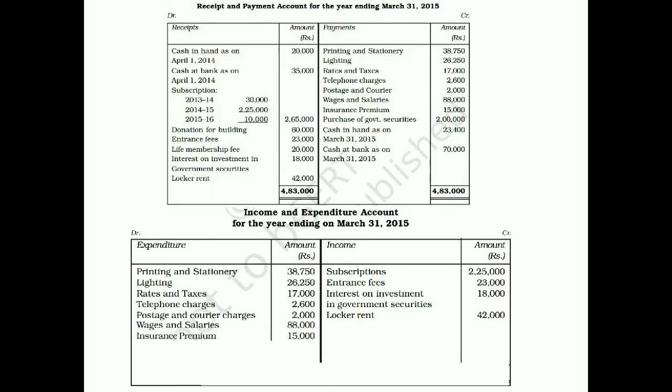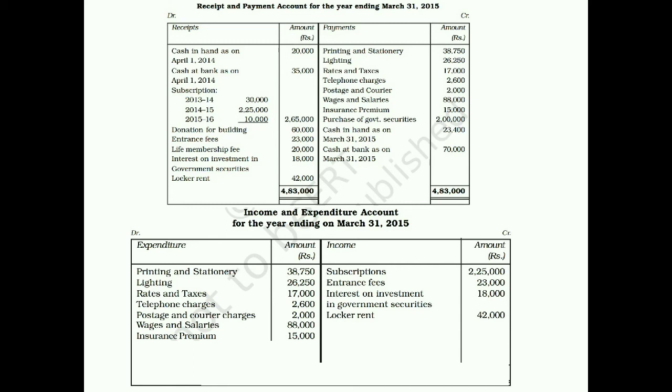Next is purchase of government securities. Government securities are assets for the club. And next is cash in hand and cash at bank. All three of them are assets, so they will not take place in the income and expenditure account. Okay, all the information has been done.